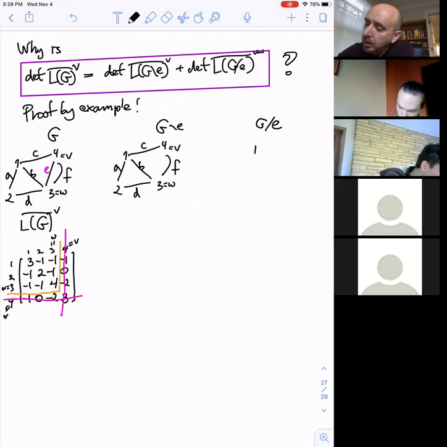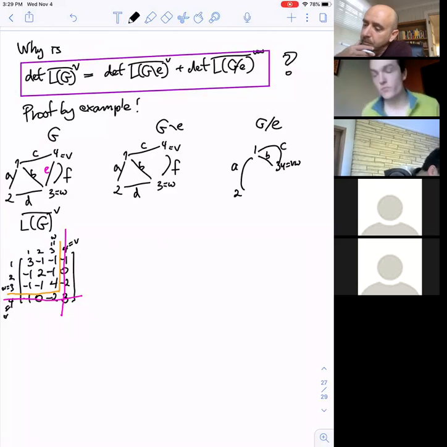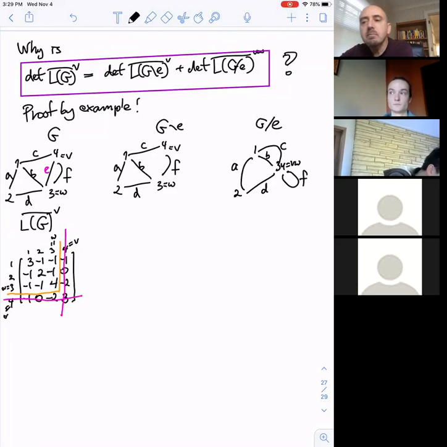I've got the 1, the 2, the VW, the 3, 4 is VW. And what's going to be labeling these things? Okay, from 1 to 2, I've still got the A. From 1 to 3, 4, I had a B, and a C, right? And from 2 to 3, I've got a D. And I've got a loop F there that's on vertex 3, 4. Does it look like I've drawn that right? I think it's okay.